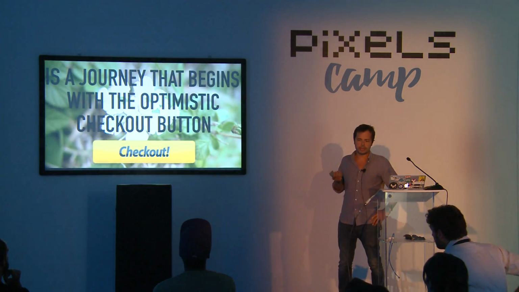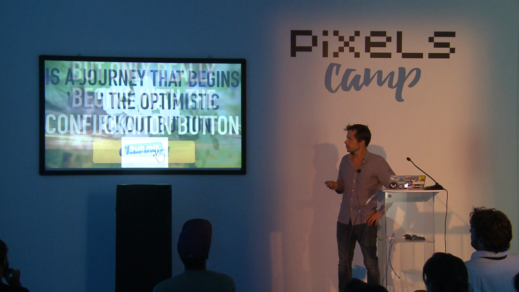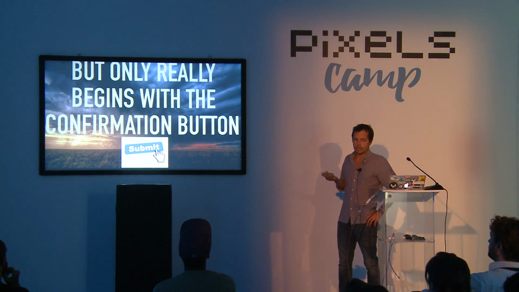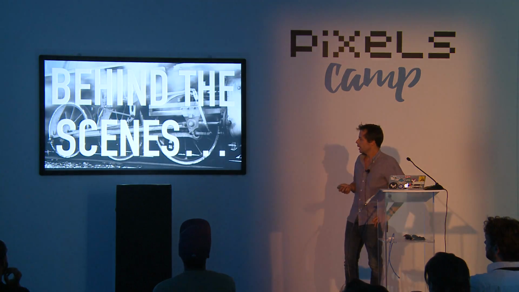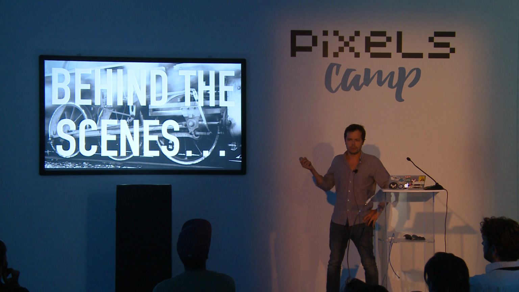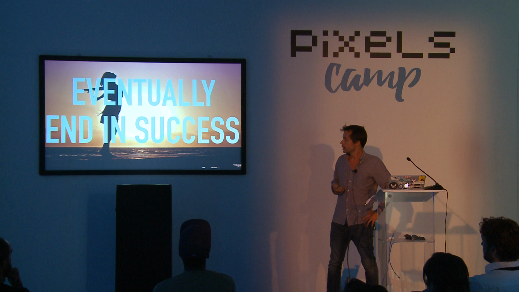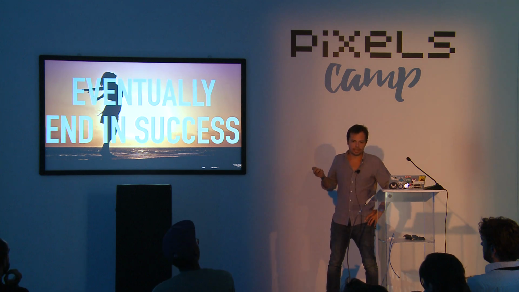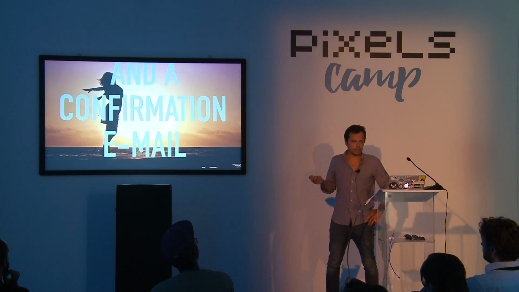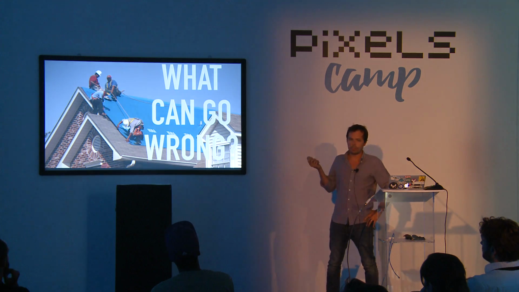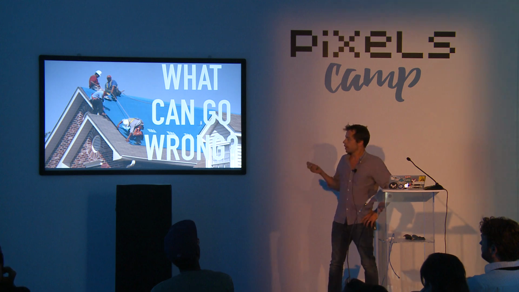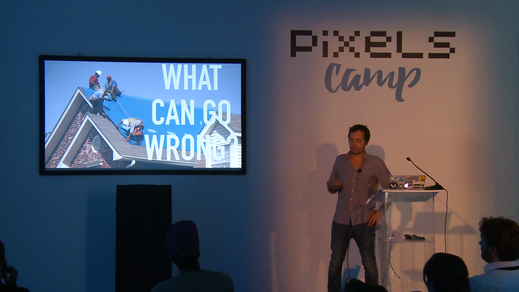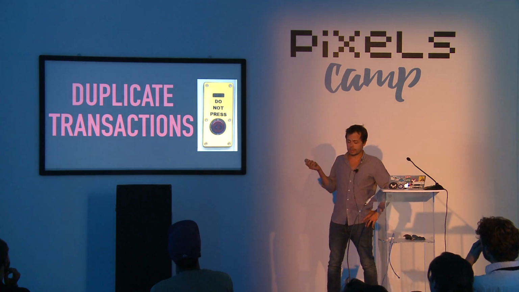The checkout is a journey that begins with the optimistic checkout button, but only really starts after the user presses the confirmation submit button. Behind the scenes, there's a bunch of old machinery that starts cranking once the user does that. And eventually, it ends in a success message and a confirmation email. But I'm more interested in what can go wrong, what patterns of failures we can extract. So there's a bunch of failure modes.